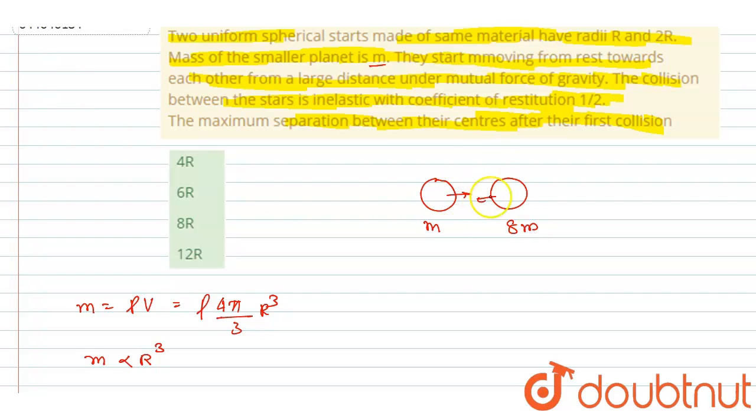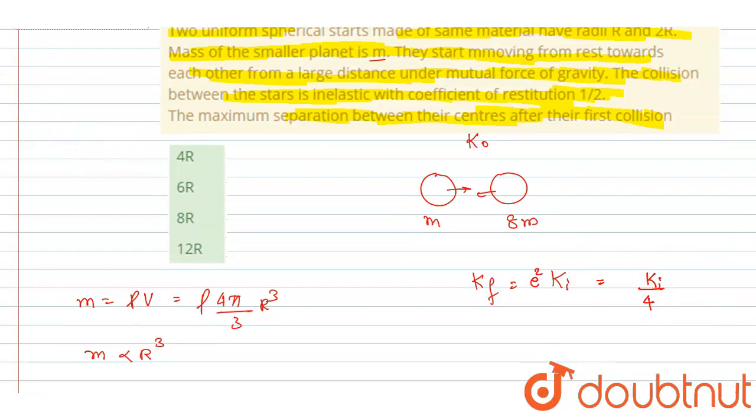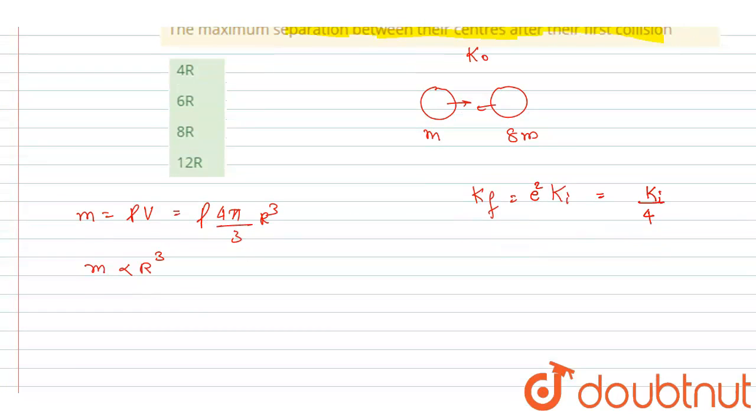So before the collision, let's say the kinetic energy was k naught. After the collision, k final will be initial times e square. Here e square is given, it is half squared, so it is 1 by 4 times the initial kinetic energy. Initially they were at infinity, and after that they collide, right? And during the collision, the distance between their centers will be r plus 2r, that will be 3r.